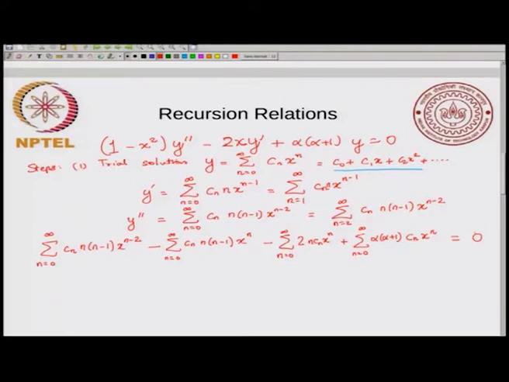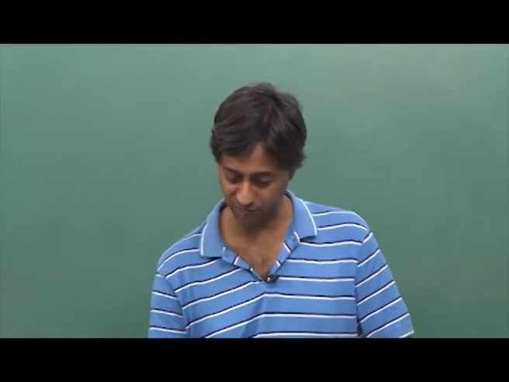Now, what can you do with this? This is a polynomial in x. The whole left hand side is a polynomial in x and the right hand side is 0. So, if a polynomial in x is 0, then each power of x should go to 0. Each power of x on the left hand side should equal 0.